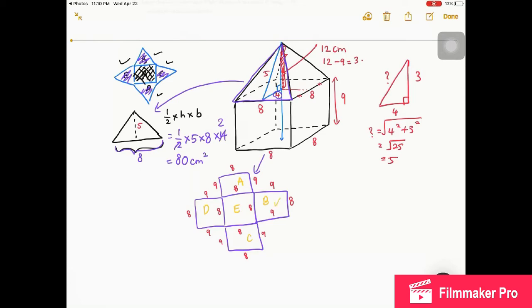Now from here we know that A, B, C and D have the same height and length, 8 and 9, 8 and 9, 8 and 9. Only E has different sides. Okay, so we can see that A, B, C and D are totally the same.